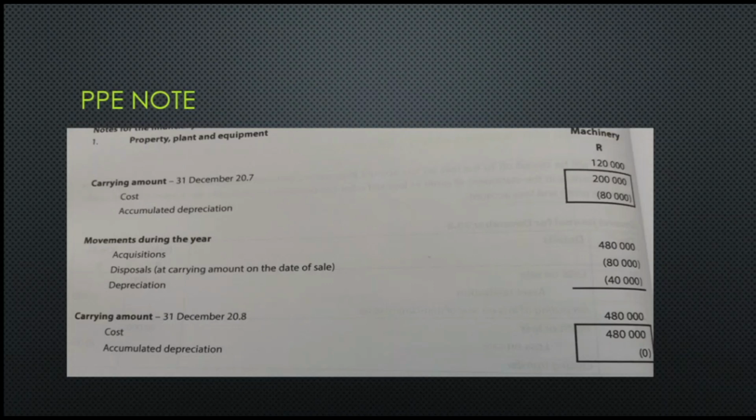Then we have our movements. We have acquired this new machinery for 480,000 and at the disposal of the machinery the amount was 80,000, and the depreciation for the current year was 40,000. At the end of the year the cost is 480,000 because we've disposed of the other machine, and as we have disposed of the asset, at the end of the year the depreciation will be 0.